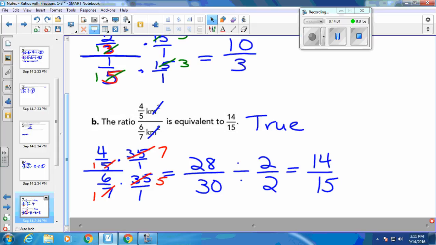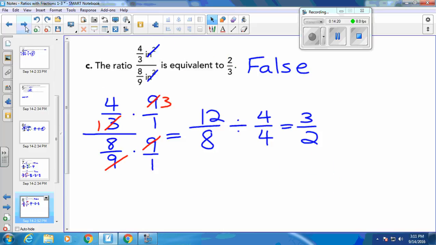Again, I canceled out my units. I multiplied the numerator and denominators by 35. I cross-canceled my units. Got 7 and then 5. Multiply, make sure I reduce, and I do get that it's equivalent to 14/15.